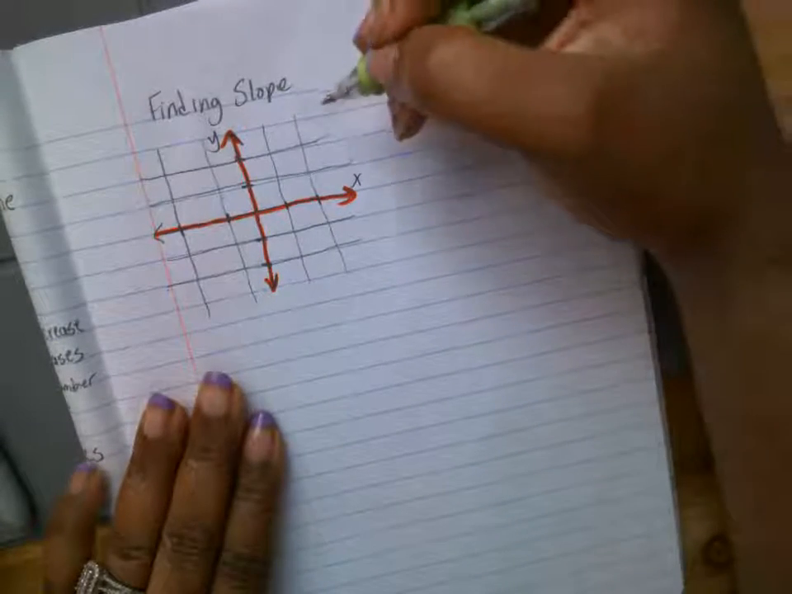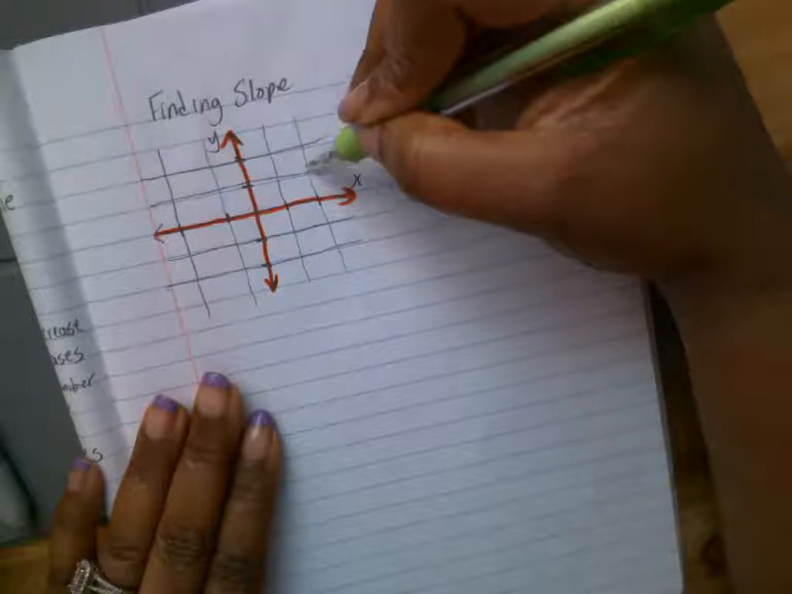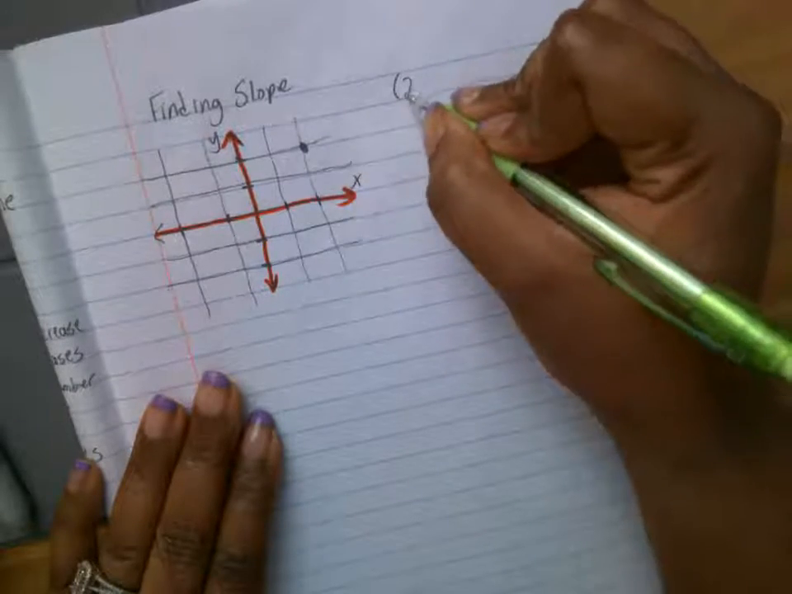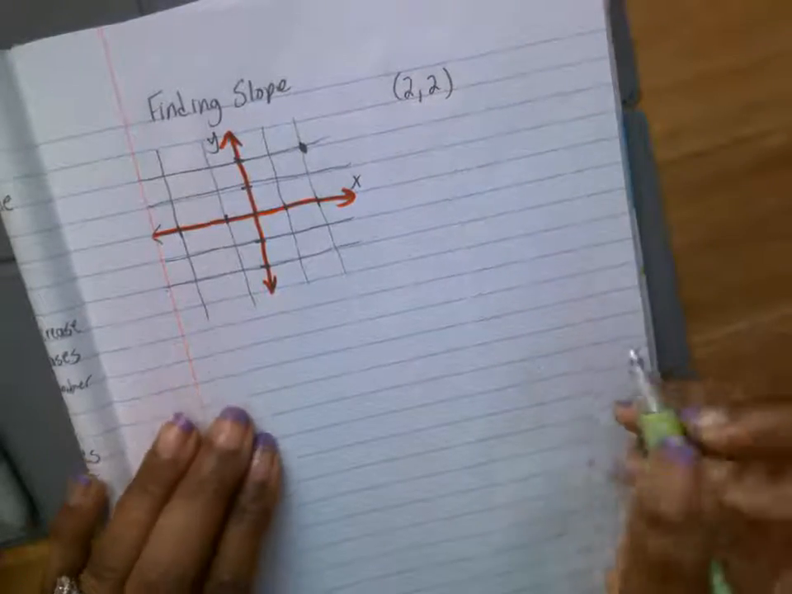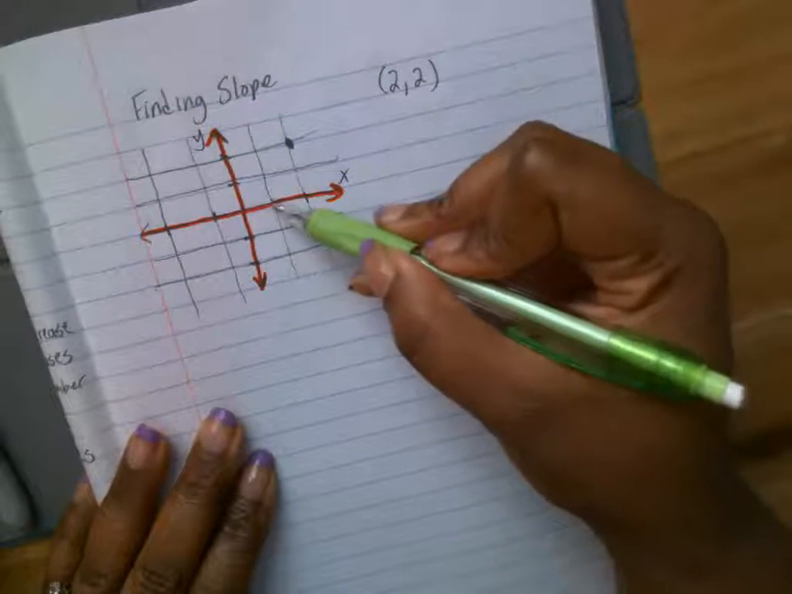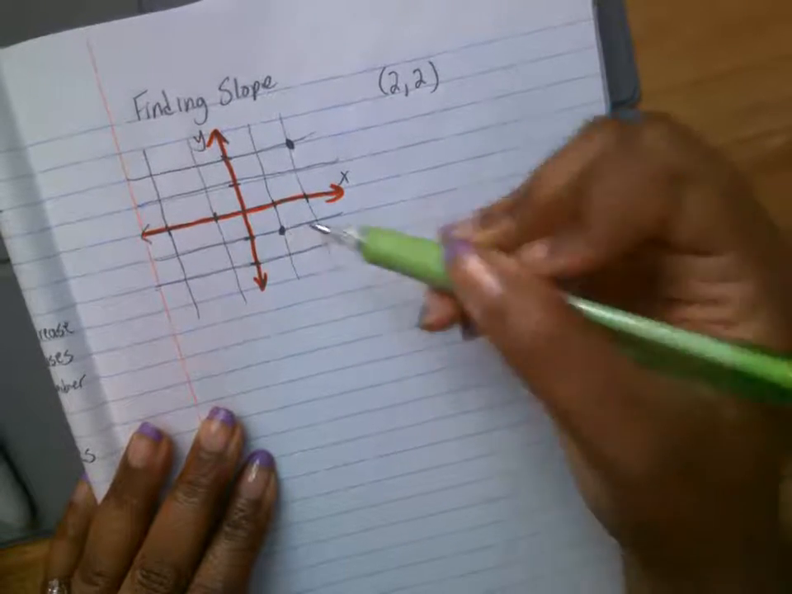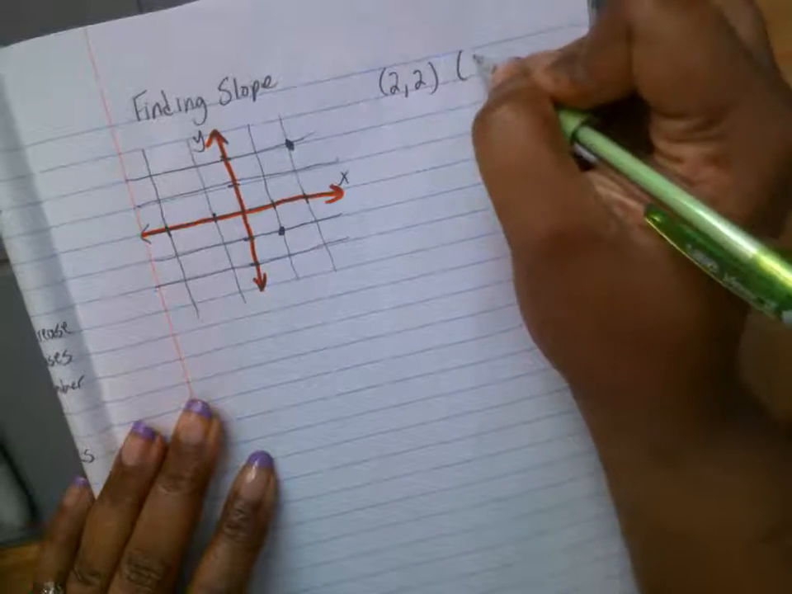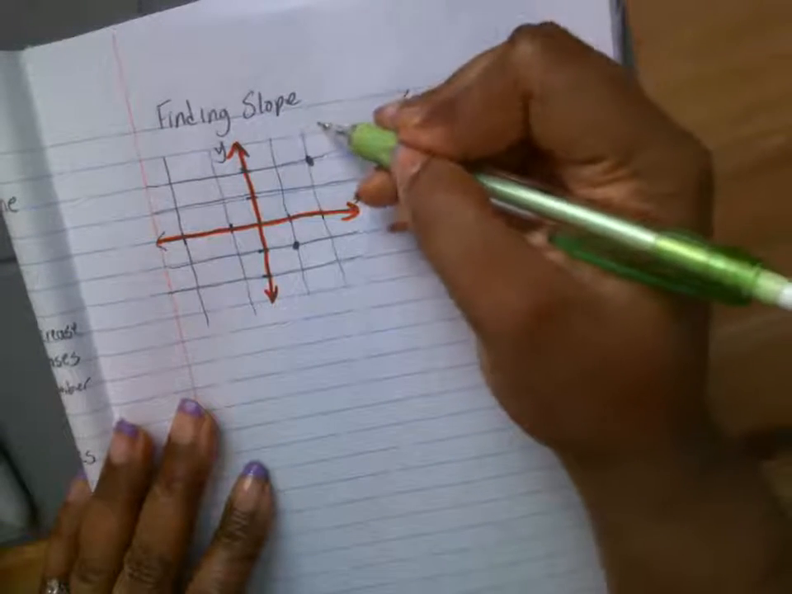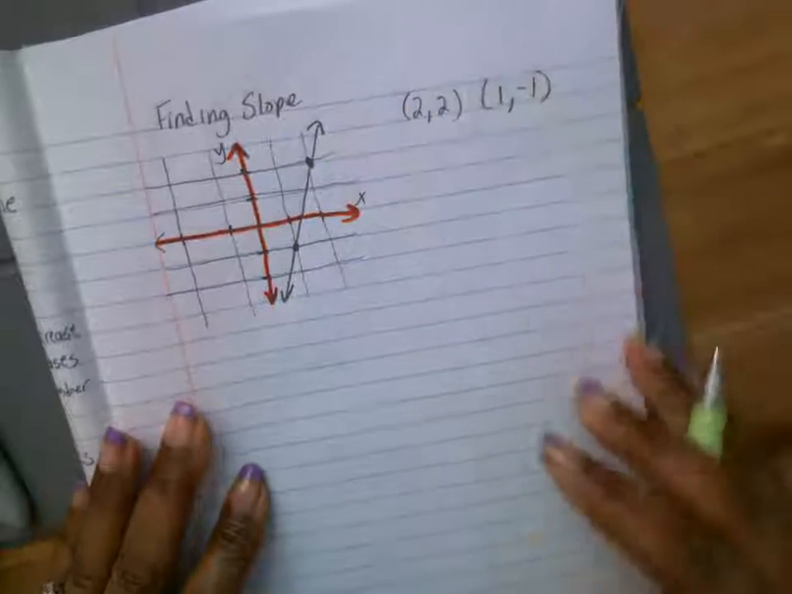All right, so my first point on this line, I'm going to go 1, 2, 1, 2. So positive 2 and positive 2. It's my first ordered pair, (2, 2). And then my second ordered pair, I'm going to put positive 1 and negative 1. Positive 1 and negative 1. Draw my line.